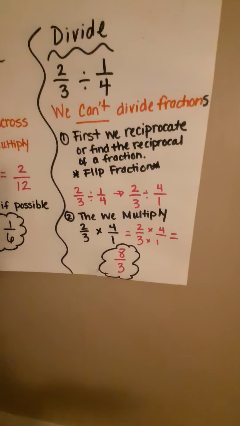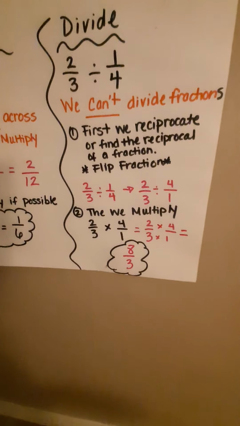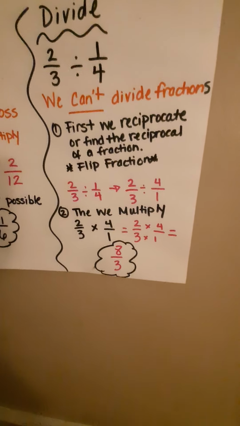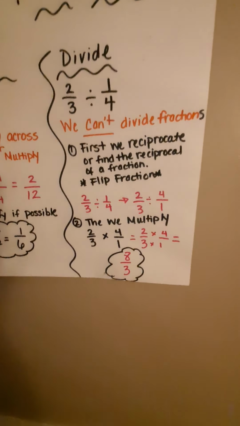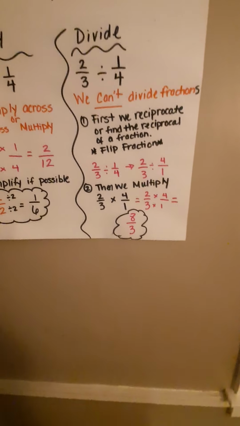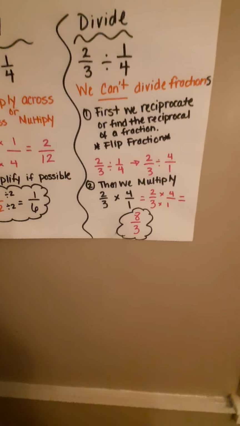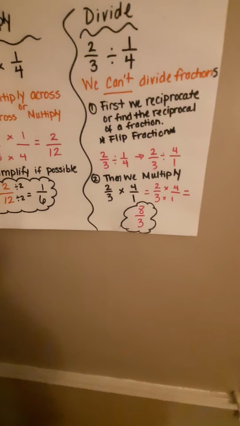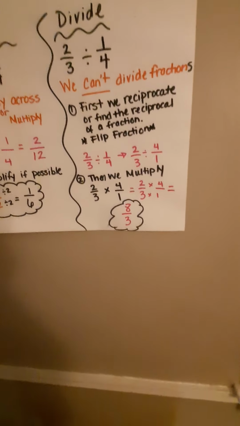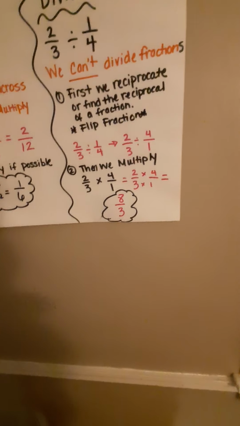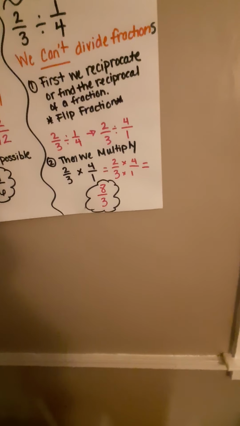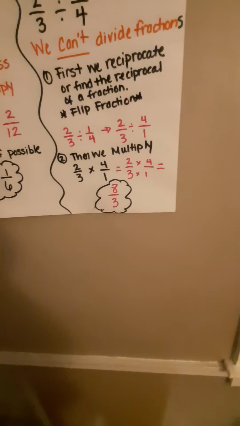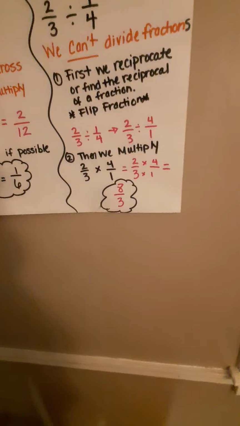The last step is to multiply. Make it a multiplication sentence and then cross multiply. That's supposed to say then. And we're back. All right, 2/3 times 4/1. We cross multiply and we get 8/3. 8/3 is an improper fraction. Is that simplified? No, it's not. We can turn that into a mixed number, which brings me to my next point.